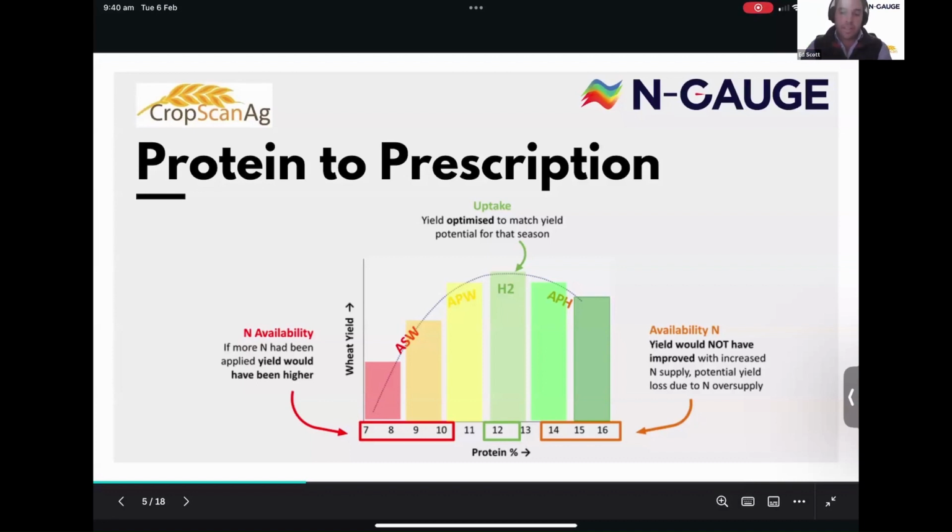So as we look at the areas where we've got low protein, down in this red area of the graph, if we see low protein in a field, we can quite easily see that there would have been a yield response as well with an increase in nitrogen. So that's just that standard yield protein response.